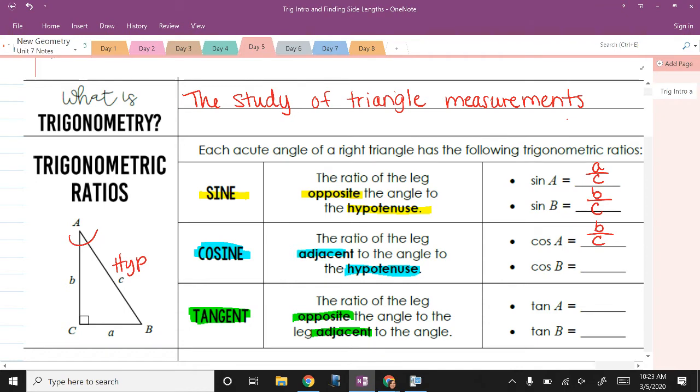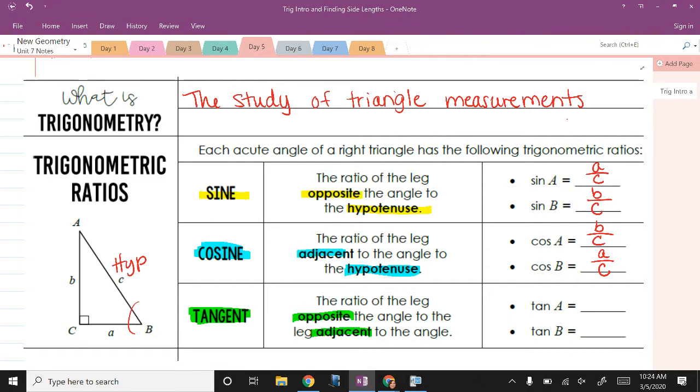Okay. And now for angle B, we want cosine of angle B. Cosine is adjacent over the hypotenuse. Which side is adjacent to angle B? Side a. Over the hypotenuse, which is c. Okay.